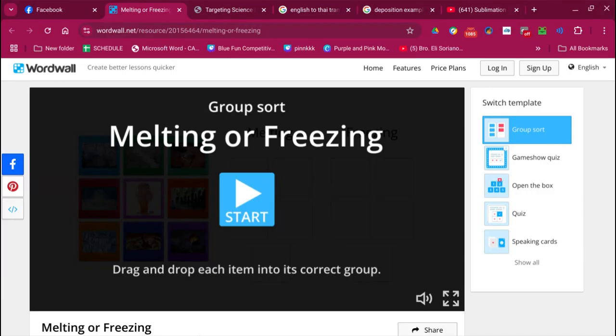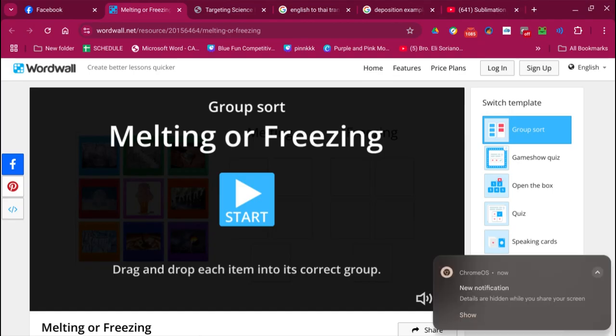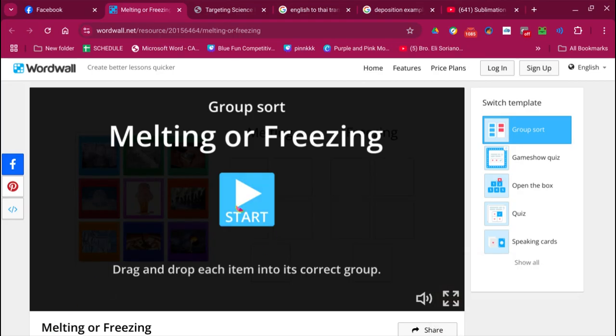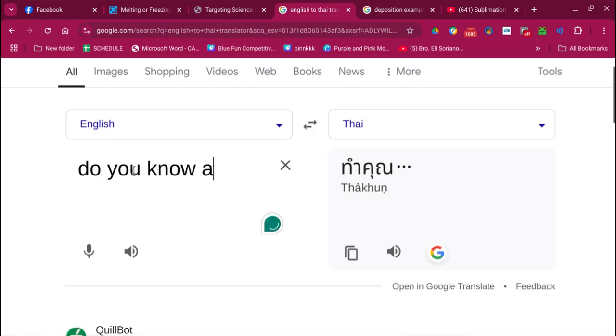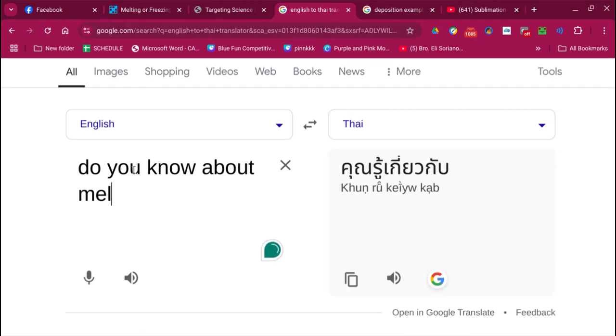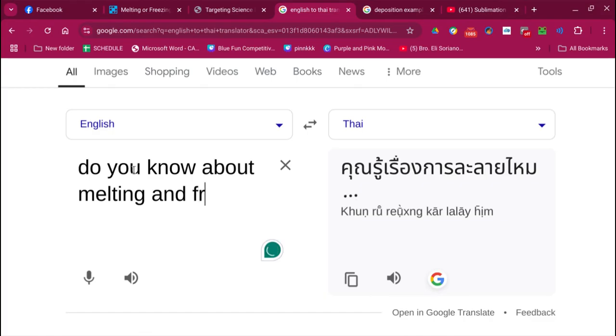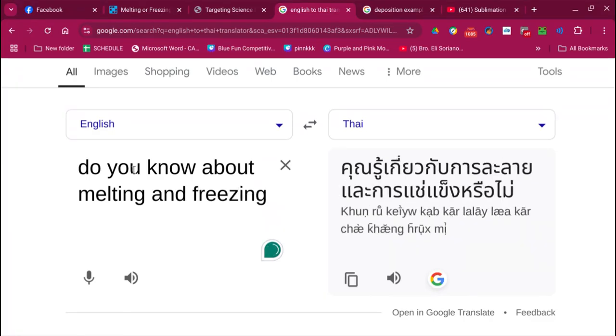Yes. So, before we start our lesson for today, we will have a game. Are you ready? Yes. So, this game, I want you to group the pictures here if it is melting or freezing. Do you know about melting and freezing? Yes. Okay, so let's start.